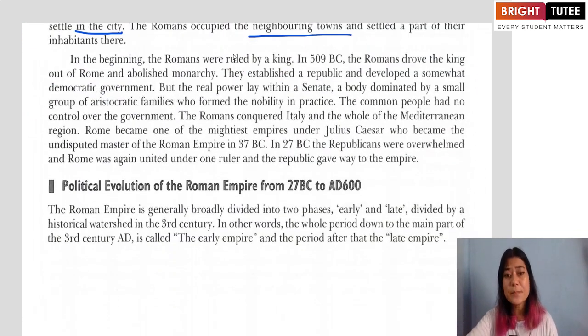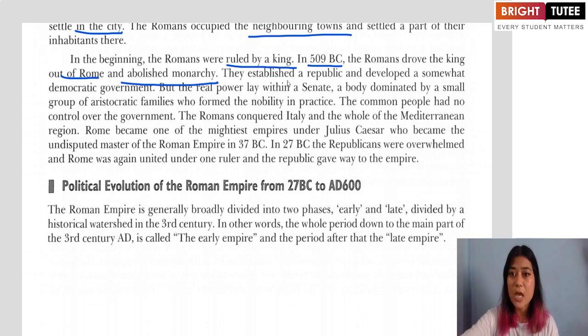Now, initially, in the beginning, the Romans were ruled by a king. A king was the ruler of all the Romans. But in 509 BC, the Romans drove the king out of Rome and abolished monarchy. Monarchy is the system where a ruler, a king, becomes the head of the territory or the people. And after getting rid of the monarchy, they established a republic.